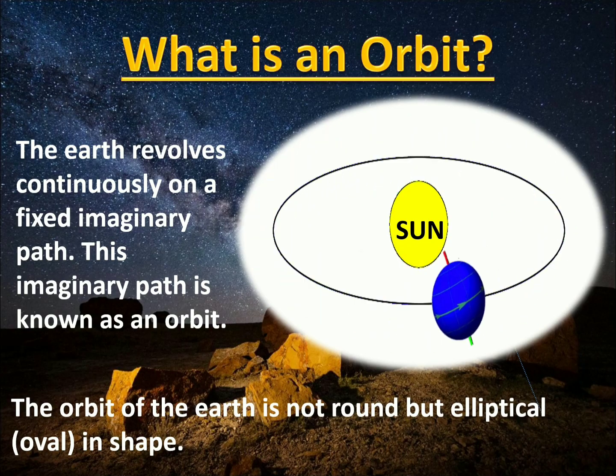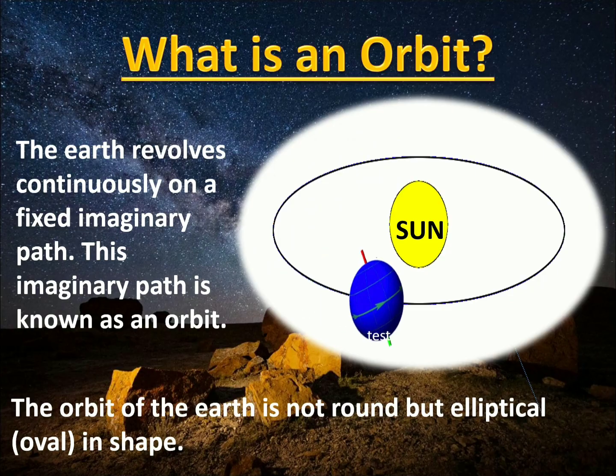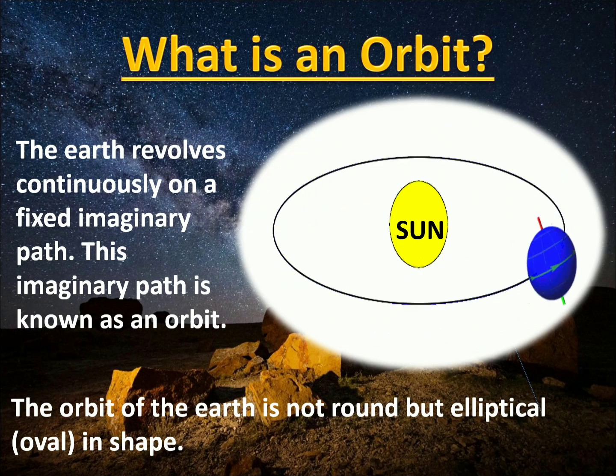Now students, as the Earth's orbit is not round but elliptical, sometimes the Earth is close to the Sun, sometimes the Earth is far from the Sun. In this image, you can see that the Earth is revolving around the Sun, and because of its elliptical shape, sometimes the Earth is very near to the Sun, and sometimes the Earth is far from the Sun.